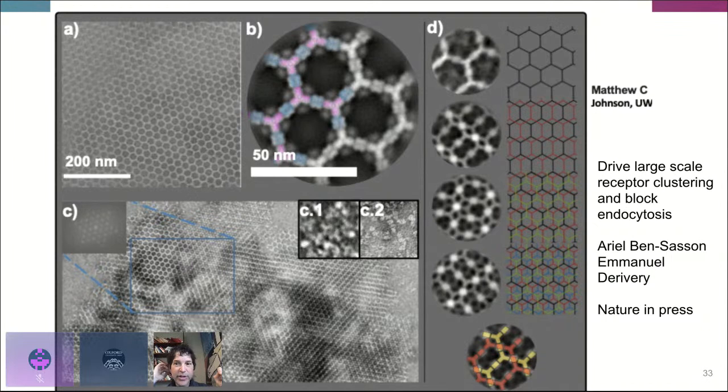We've had a great collaboration with Emmanuel Drivery on this. And what his group has found is if you attach receptor binding domains to the lattice proteins, then they can actually assemble on cells. When they assemble on cells, they completely shut down endocytosis because the membrane can't deform because it's held in place by the lattice.